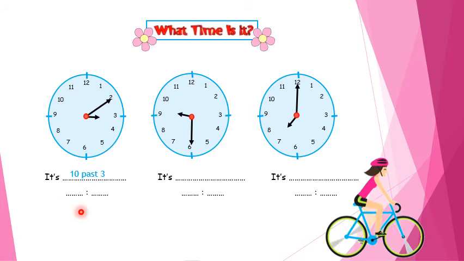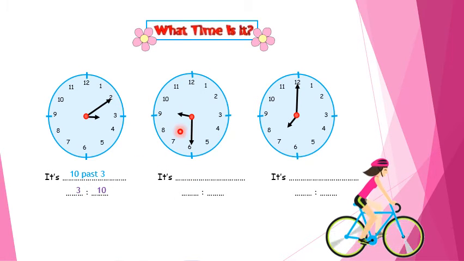How do I use the digital form to say it? It's easy. In the digital form, you only write here the hours and here the minutes. We have in hours 3, and in the minutes we have 10 minutes. So we write 10. It's easy.